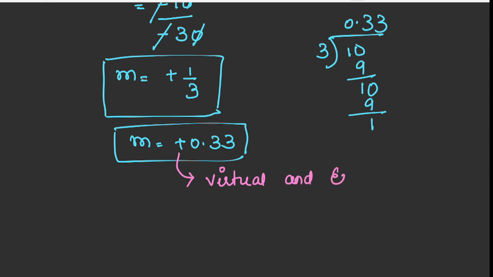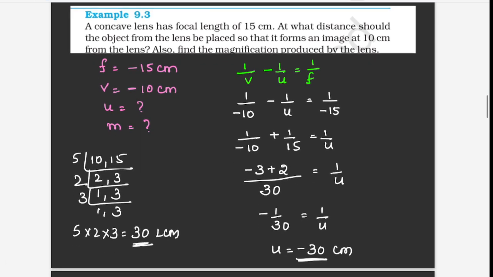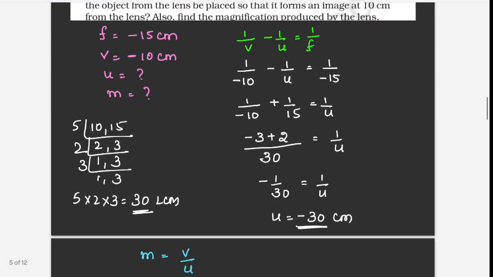Virtual and erect image is formed. And magnification value is 0.33. That is, it is 1/3 the size of the object. So the meaning is object is big, image formed is small. So a small image is formed, 1/3 the size of the object. So object is this and image is this. So this is the meaning. Is that clear? So this is how we find u and m.